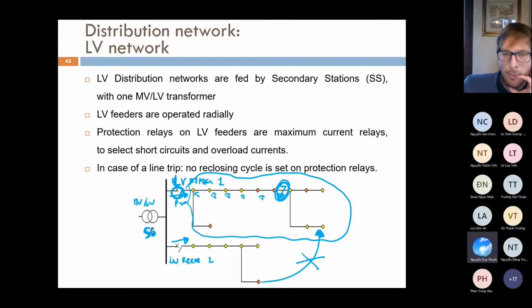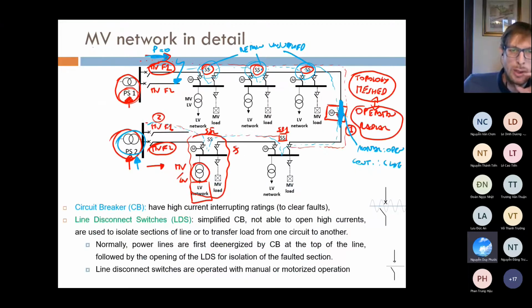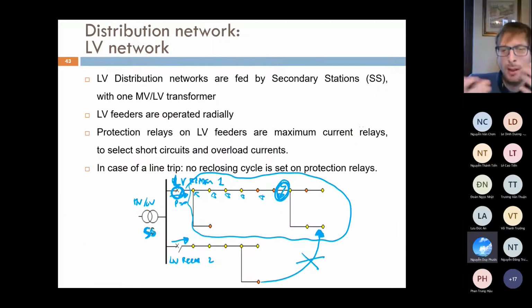But this is acceptable. Why is this acceptable? Because the number of customers you are losing here is much less than the number of customers you can lose if you lose 3 secondary substations at the same time. Okay, so it is a trade-off between the cost of making the network meshed and the cost of losing the supply of energy for the customers.